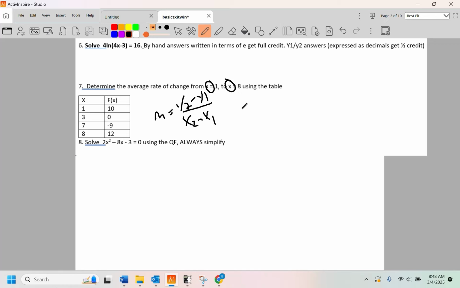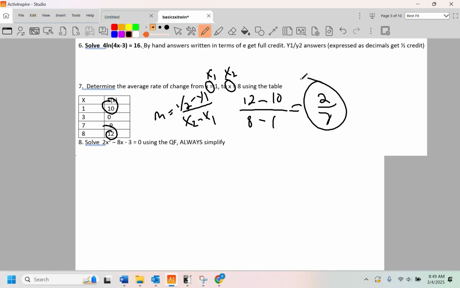These are your x's. This would be x1 and this would be x2. So 8 minus 1 down low. I think about half the student body missed that on the previous one. When x is 8, y is 12, and notice the lineup: 8 goes with 12, horizontally and vertically. Minus, when x is 1, y is 10. So 12 minus 10 is 2, and 8 minus 1 is 7. So 2 sevenths.